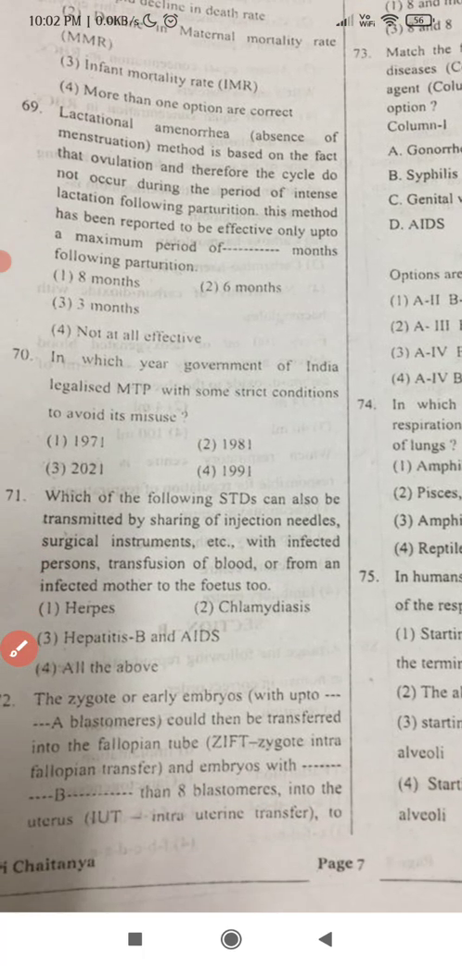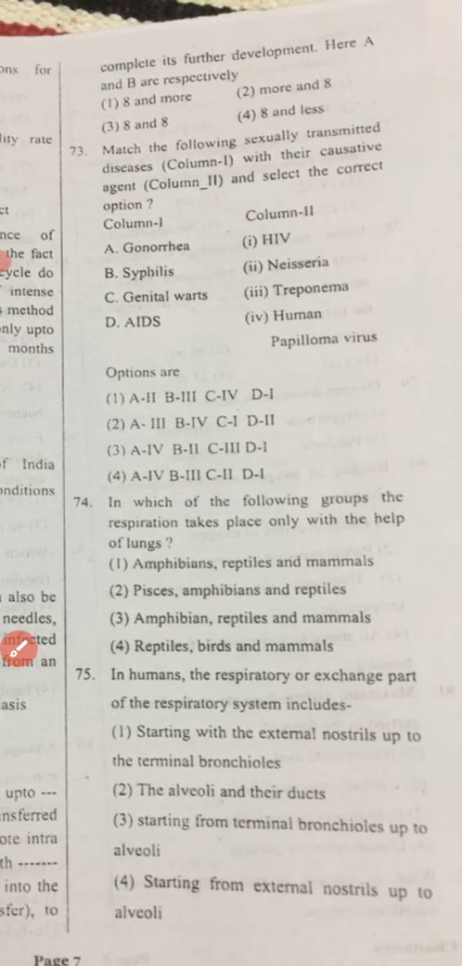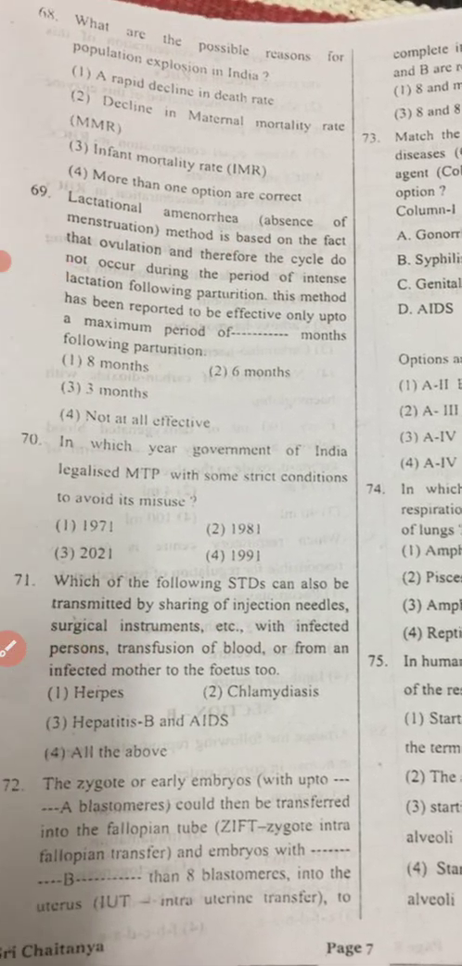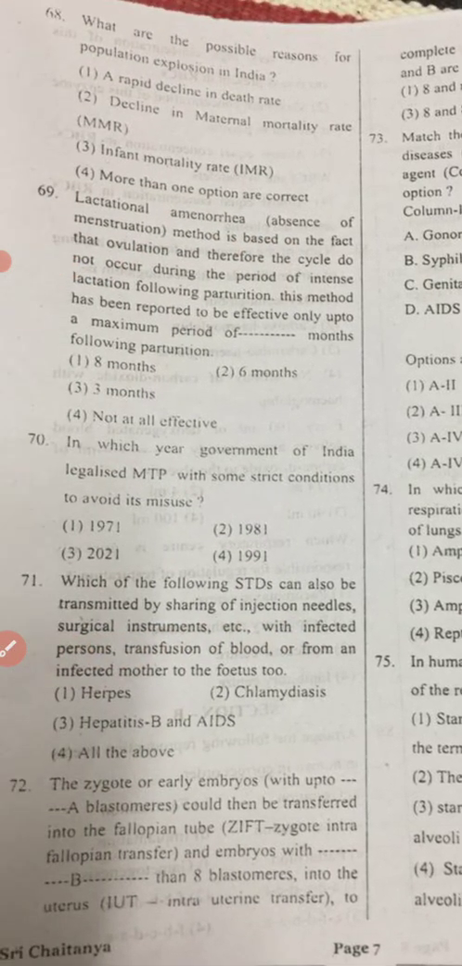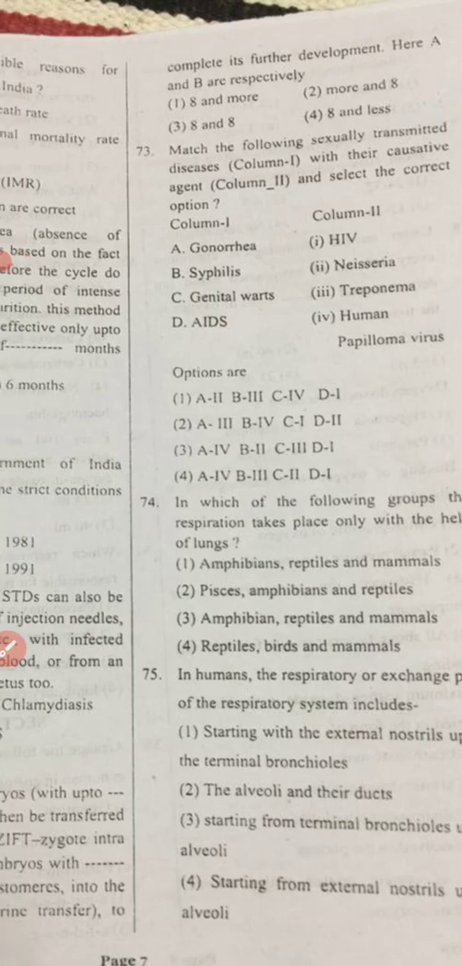Okay, let's talk about the zygote. So zygote, the early embryo with up to 8 blastomeres could then be transferred into the fallopian tube. ZIFT, zygote intrafallopian transfer, embryos with more than 8 blastomeres into the uterus. So it is saying that the zygote or early embryos with up to 8 blastomeres are transferred into fallopian tube, and more than 8 blastomeres are transferred into uterus. So option 1 goes correct, right?